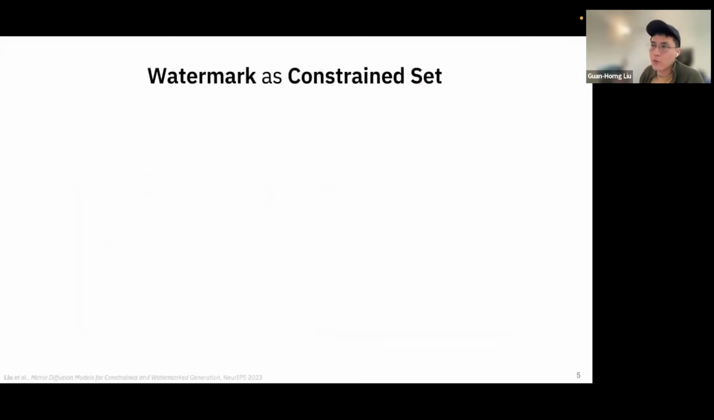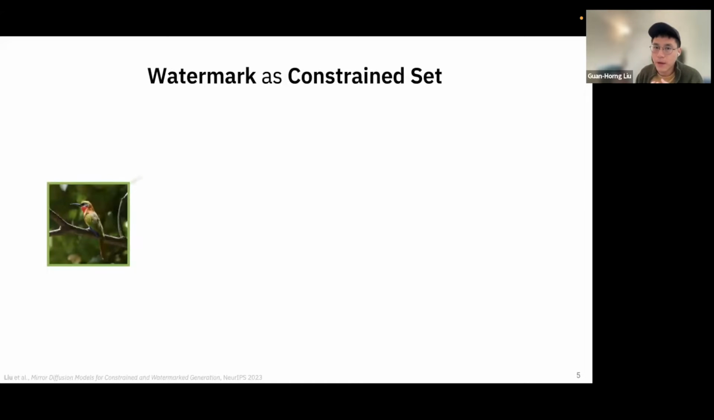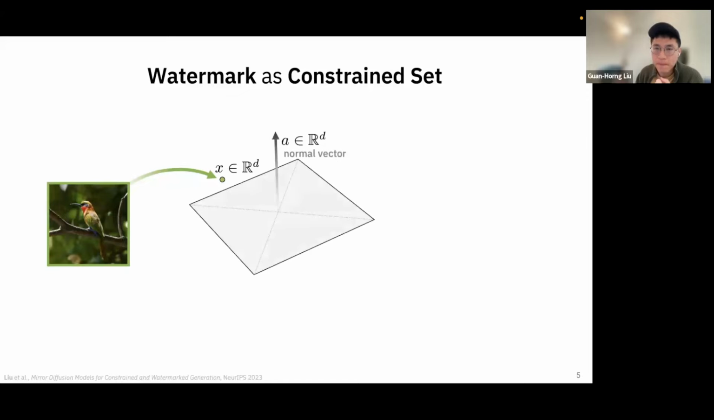So in our work at NeurIPS this year, we propose to consider the watermark as the constraint set. And by that, I mean for each image, we will treat that as a single point in a high dimensional state space. And then we can construct a hyperplane with the normal vector that we denote by A. So the vector A is the normal vector of some hyperplane.